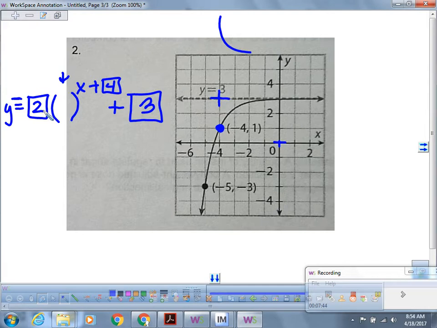Now I'm going to figure out the base by looking at my next point. If I go over 1, if it was a base of 2, I would go 2, right? If it was a base of 3, I would go 3. Correct? Well, let's look at this number. If I go over 1, I go 1, 2, 3, 4, 5, 6. What would this number have to be to get a 6? 3. My base is 3. Exactly. Because it's decay, it's going to be 1/3.